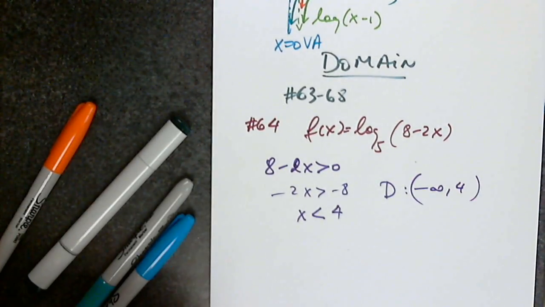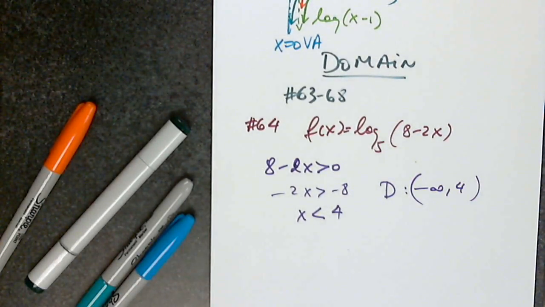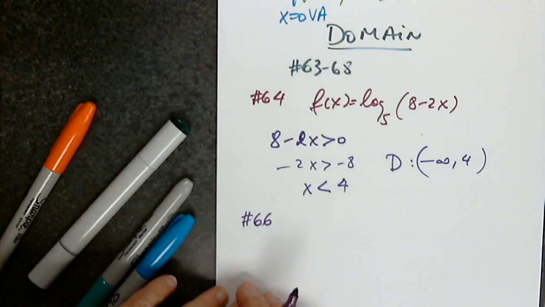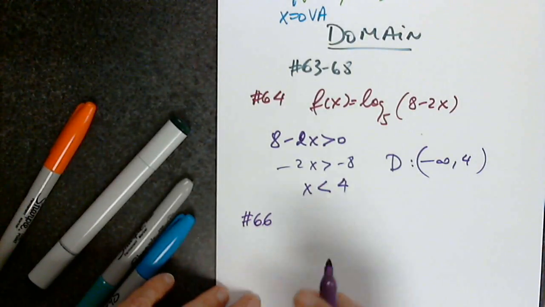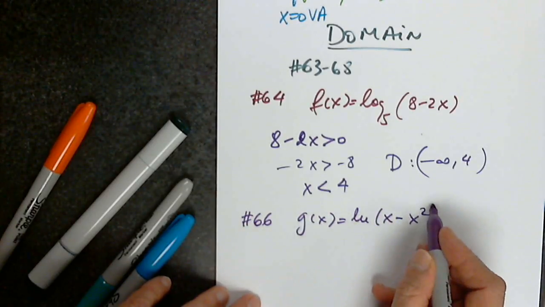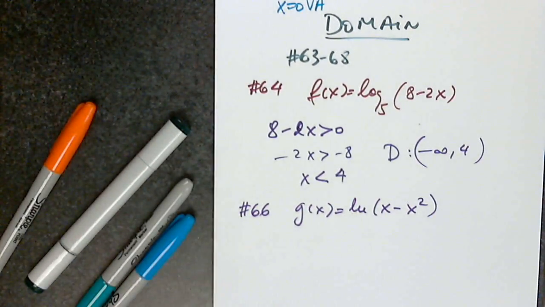Very good. That's the domain. Okay, now let's look at 66. Any questions on 64? G of x equals natural log of x minus x squared. I have to find the domain of this function. What do I have to write?